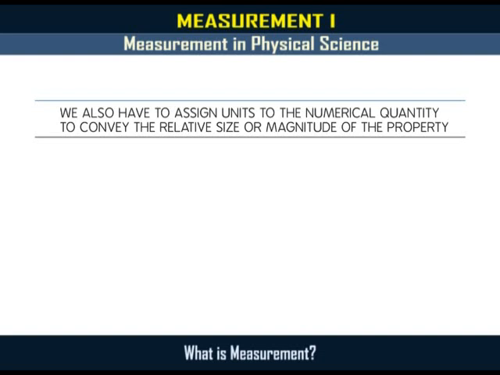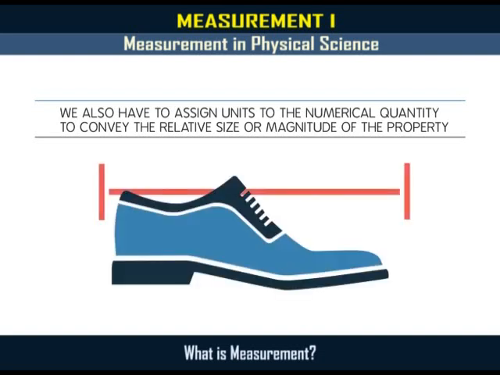For example, if I said the length of my shoe was 10, you wouldn't actually know how long the shoe was, because there would be no context for what the 10 represents. In fact, this will only make sense if the number 10 had a unit of measure to go along with it.